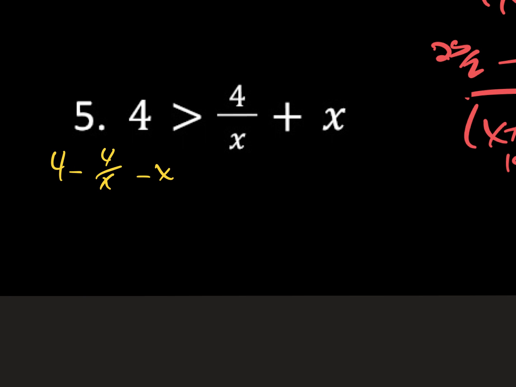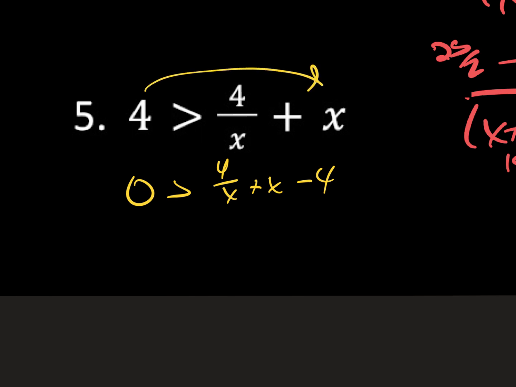And the reason I'm saying that is because I'm just noticing I'm going to have a negative x squared, which I don't like a whole lot. I like everything to be positive if I can. So let's move the 4 over. Let's go 4 over x plus x minus 4. So I basically just move that 4 to that side.